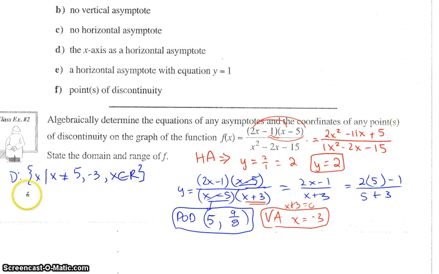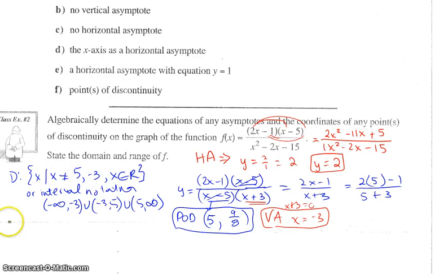If you were to write that in interval notation, it would go from negative infinity to negative 3, also union from negative 3 to 5, and then union from 5 to infinity. I think the other way is easier to write it on this one. Okay, now finally we want range.